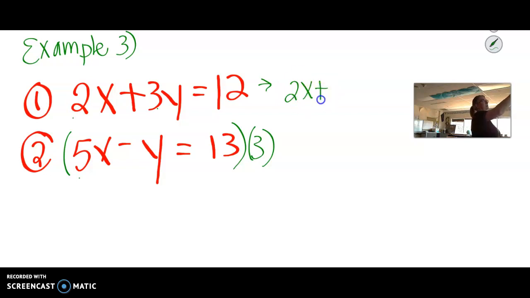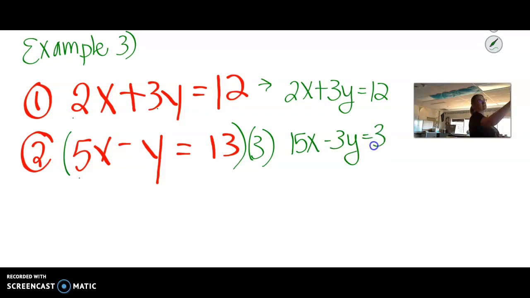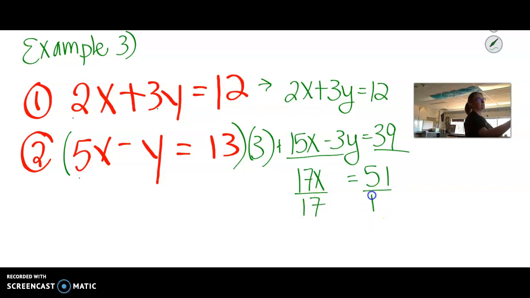So just rewrite equation 1, and writing equation 2, after multiplying by 3, I get 15x minus 3y equals 13 times 3 is 39. Now my y's are going to drop out when I add here. So this column is 17x, 2x plus 15x is 17x, 3y minus 3y is 0, and 12 and 39 is 51. 17x equals 51. Divide by 17, divide by 17, and we get x is 3.